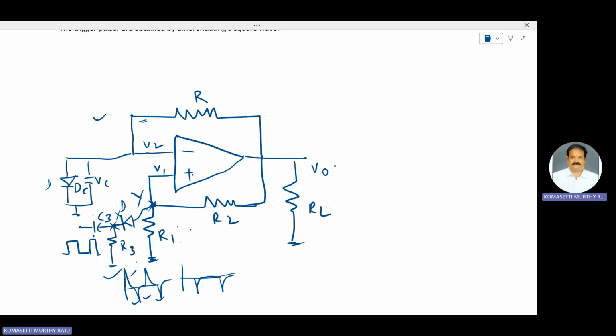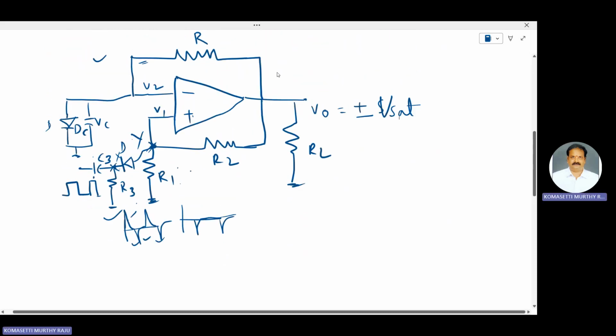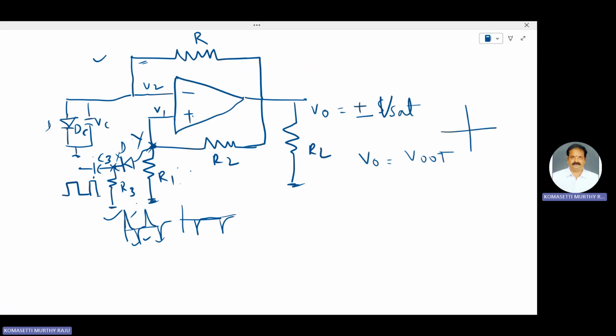The output of the monostable multivibrator is maintained at two states, plus or minus Vset. Initially, without any input signal, when the power is switched on, the output voltage is equal to V OOT, the output offset voltage. This output offset voltage is amplified and appears at the output of the monostable multivibrator. This is V OOT, and it is positive. That is the reason the output is plus Vset.